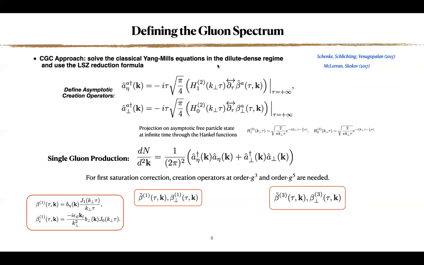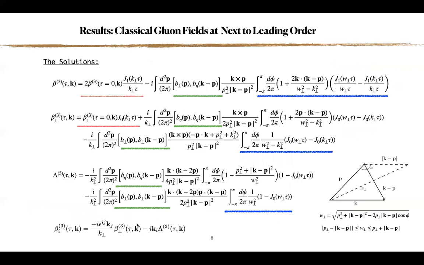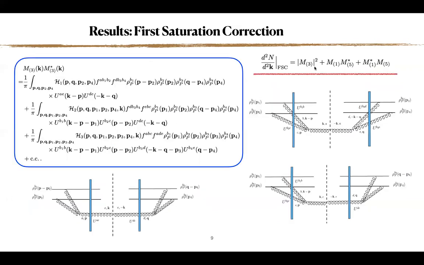For the saturation correction, we need third order solutions of the Yang-Mills equations. The solutions are listed here for your reference. Using these solutions, we calculate the first saturation correction.